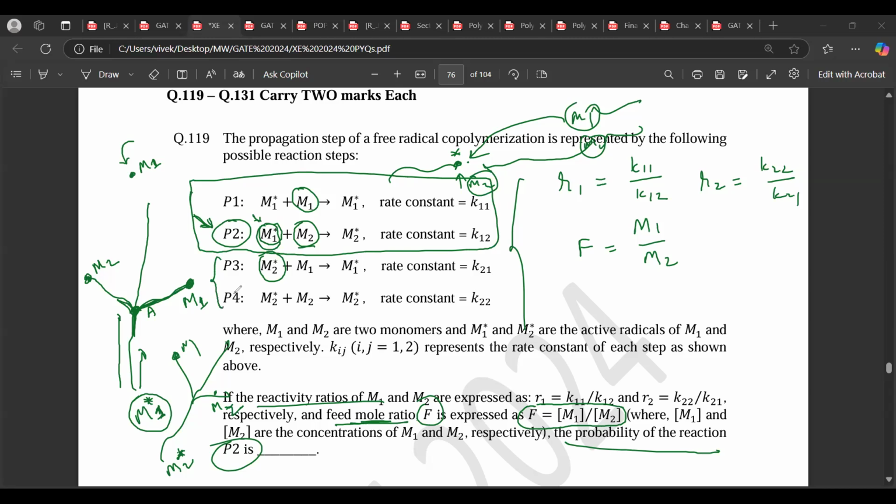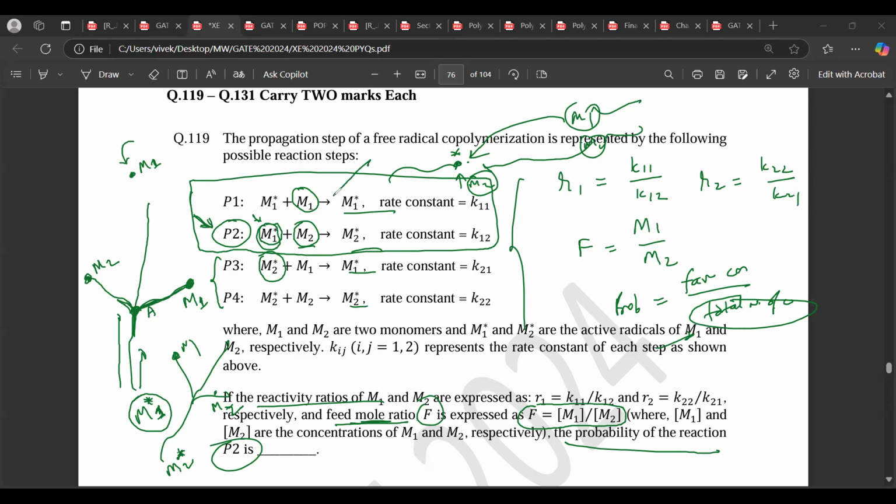We don't need to worry about P3 and P4. When I was solving this question, we always write probability as the favorable cases divided by the total number of cases, right? So when we write the total in the denominator, I was adding the rate value of all of them together in the denominator.